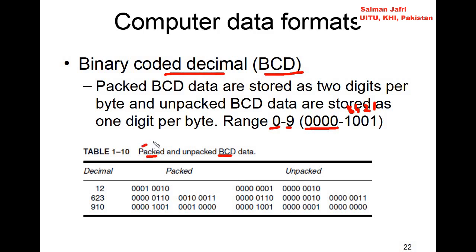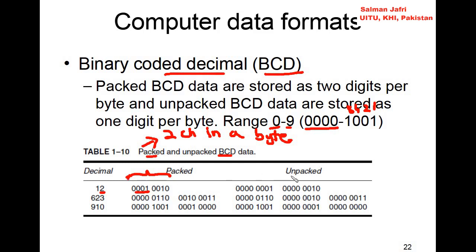In the packed version of BCD, since one BCD digit is 4 bits, we have 2 numbers in a byte. For example, if you want to store 12 in packed form, we would store it like this: 0001, which is the BCD code for 1, followed by 0010, which is the BCD code of 2. So 12 would be saved as 0001 0010: 2 numbers in a byte of 8 bits.